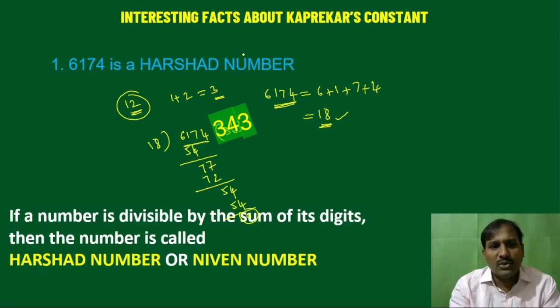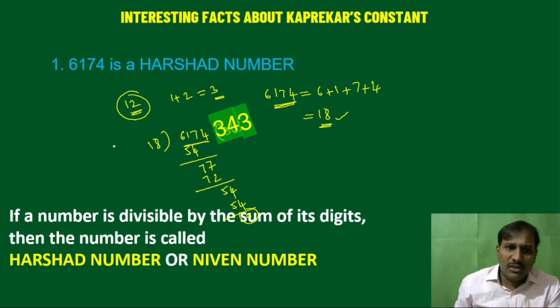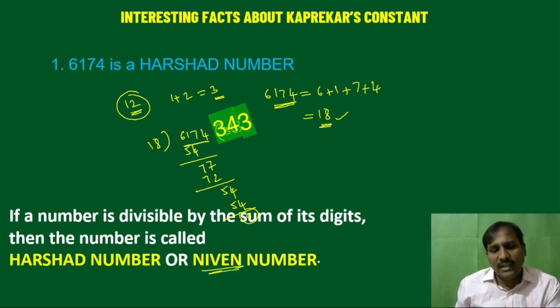So if you want to know more about Harshad numbers, you can watch my video on Harshad numbers, which is given in the description. Okay. So if a number is divisible by the sum of the digits, then the number is called a Harshad number, or it is also called a Niven number.